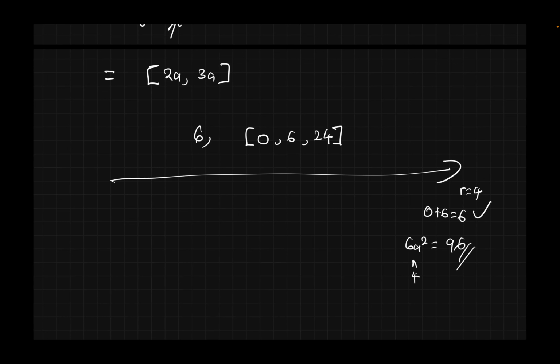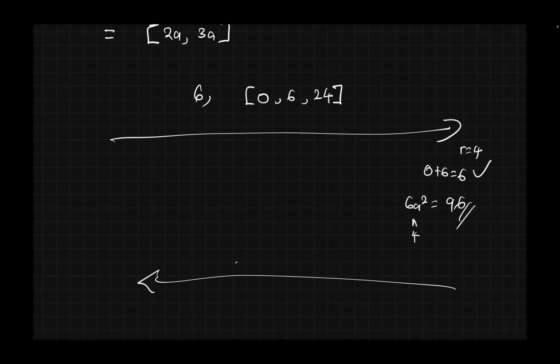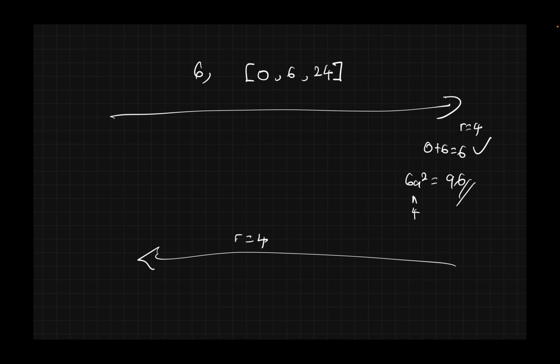Makes sense? Yes. Sure? Yep. Yes. Then we send back R equals 4. Cool? Yes. Now that we have R equals 4, we now partially evaluate.